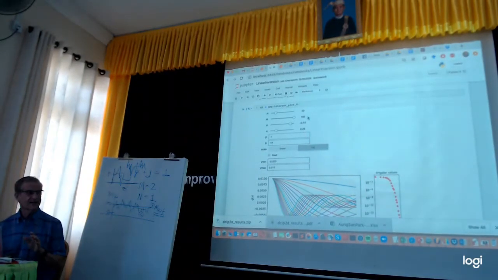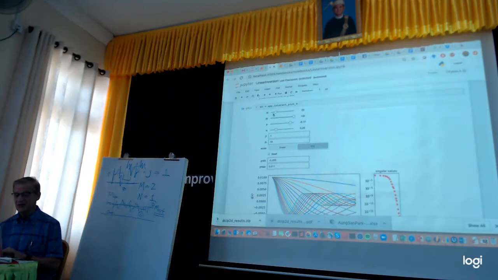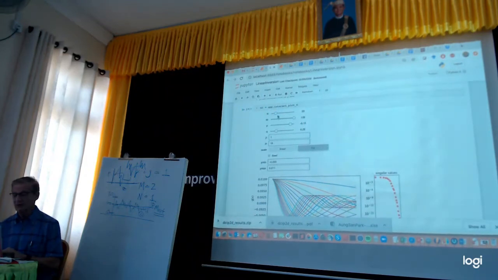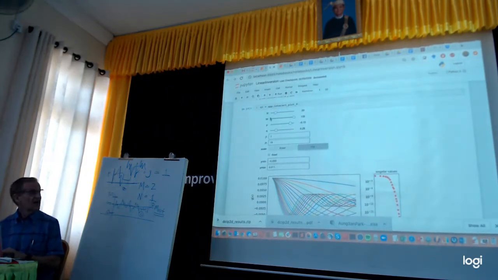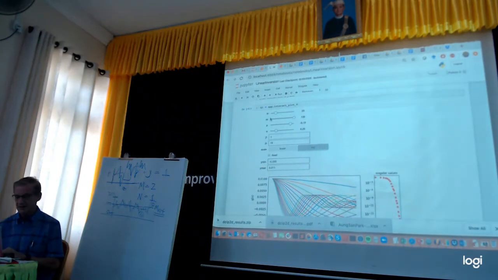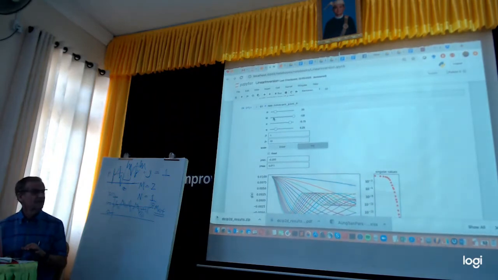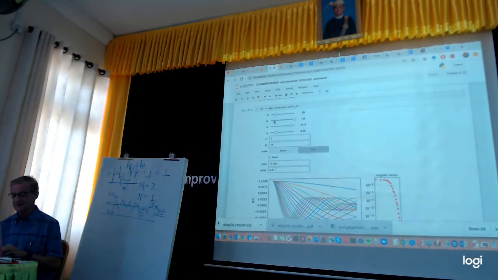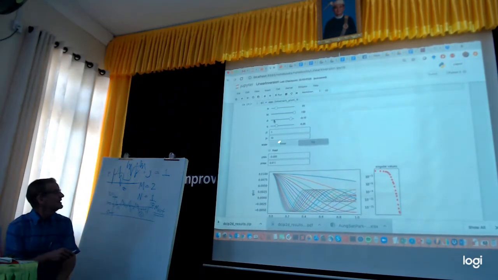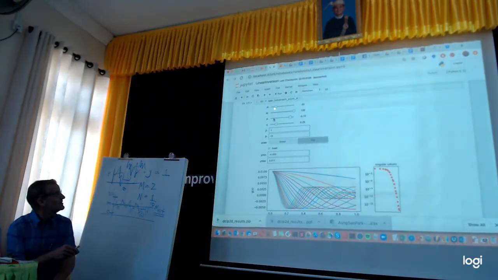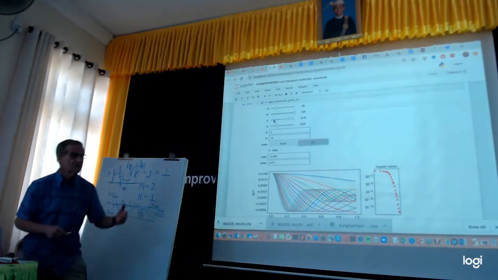So we're going to set up the experiment, which is n, the number of kernels. So that would be the number of data. So n is the number of data, which is the number of kernels.